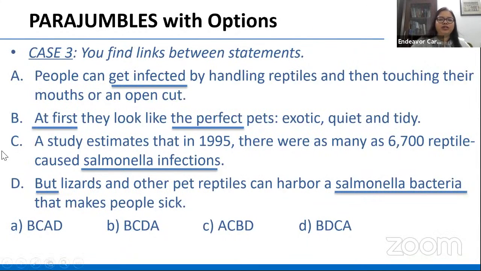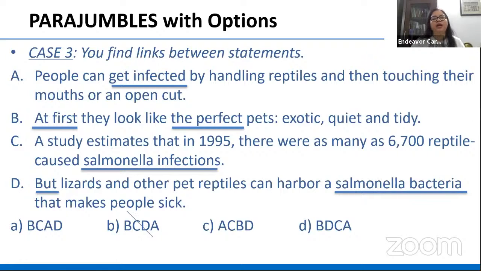Unless I mention the word infections, salmonella infections, how can I go on to talk about how a person gets infected? Which means, I am talking about a salmonella bacteria that makes people sick. But how does it make people sick? How dangerous is the bacteria? The bacteria can cause salmonella infections, which is a DC link. Repeated keywords, you can also consider that. Salmonella bacteria cause salmonella infections.